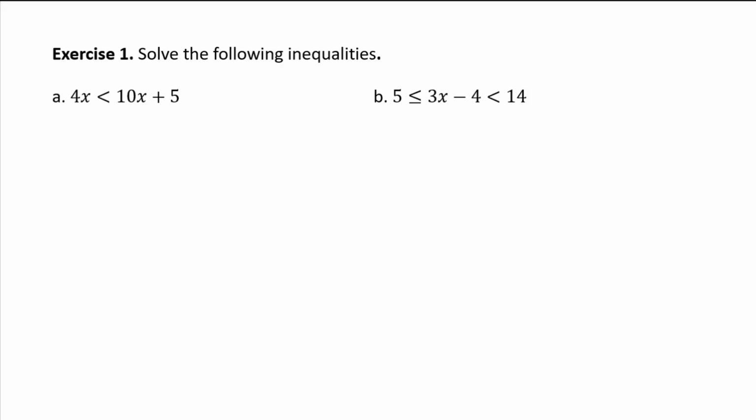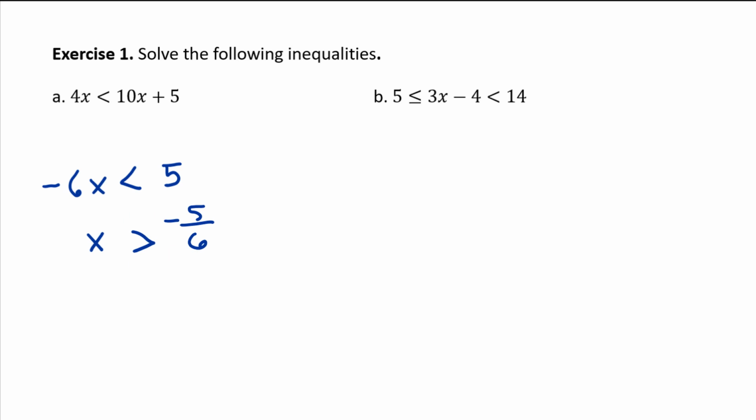Solve the inequalities. A. 4x is less than 10x plus 5. Let's begin this by subtracting 10x from both sides of the inequality. 4x minus 10x is negative 6x, and that will be less than the quantity 5. We have to divide by a negative number to isolate the variable. When you divide or multiply by a negative, you must switch the direction of the inequality. So, dividing by negative 6, x is greater than negative 5/6.